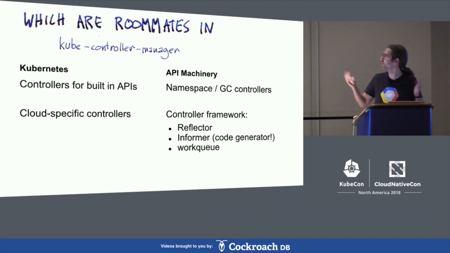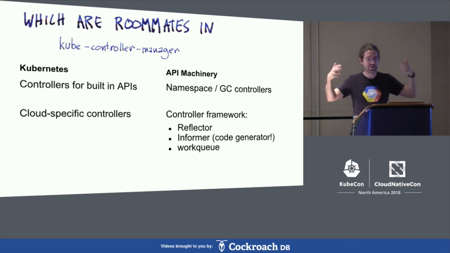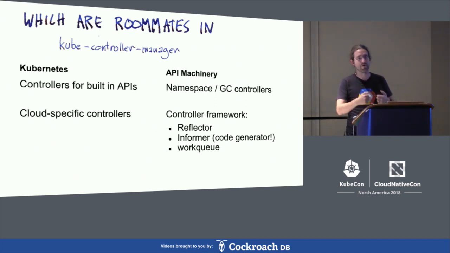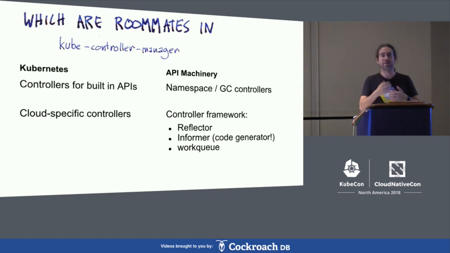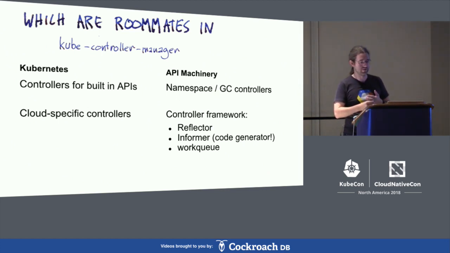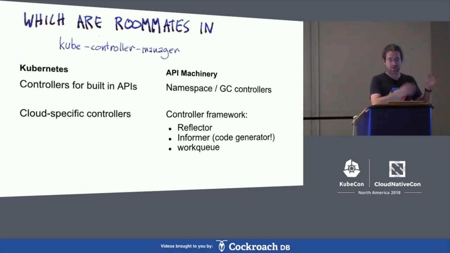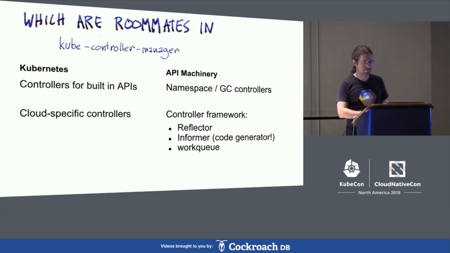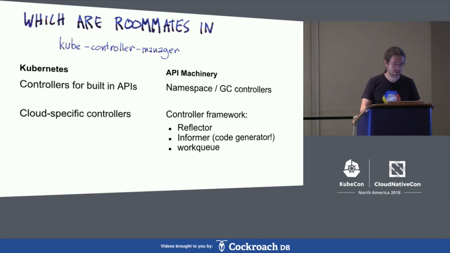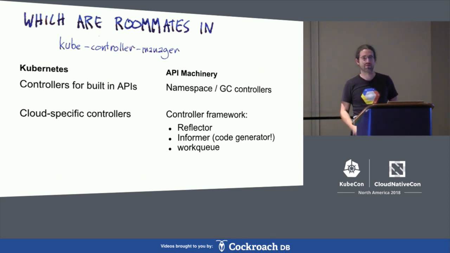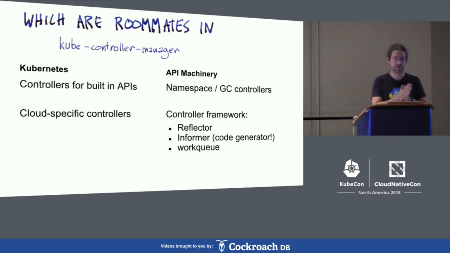In addition, obviously the controllers I just mentioned live there, but API machinery also owns the framework that you use to write controllers. So there's this reflector that watches API changes, informer that packages those up, work queue that lets you shard those across multiple threads. Nearly all of the controllers use this mechanism. And if I were splitting it up into even more fine-grained detail, I would say that some of the controllers in Controller Manager are cloud-specific, but there's another effort working on that problem.